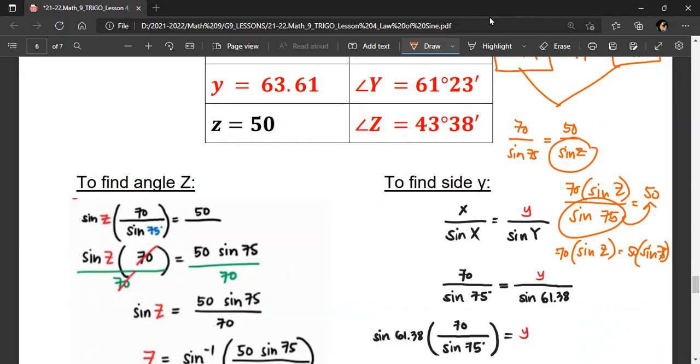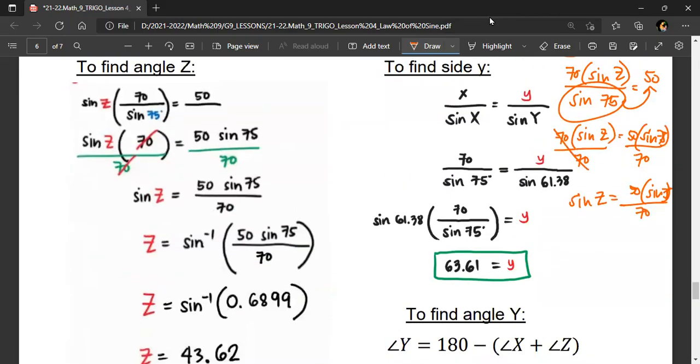Now, angle Z is missing. Therefore, we remove the number 70 on the left side by dividing both sides by 70. Thus, sine Z will be equal to 50 times sine 75 divided by 70. Now, if you notice over here, the angle is missing. Thus, this trigo ratio over here will be transposed to the other side. But when transposing to the other side, the exponent of this sine will be changed into negative. Therefore, we isolate letter Z.